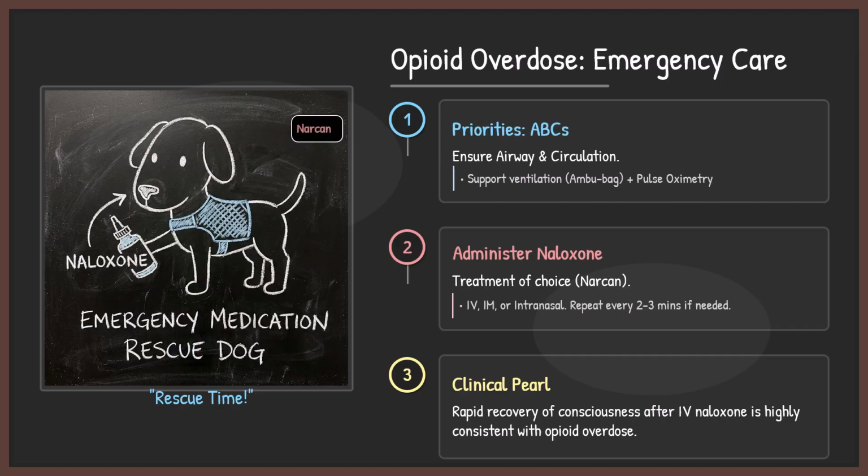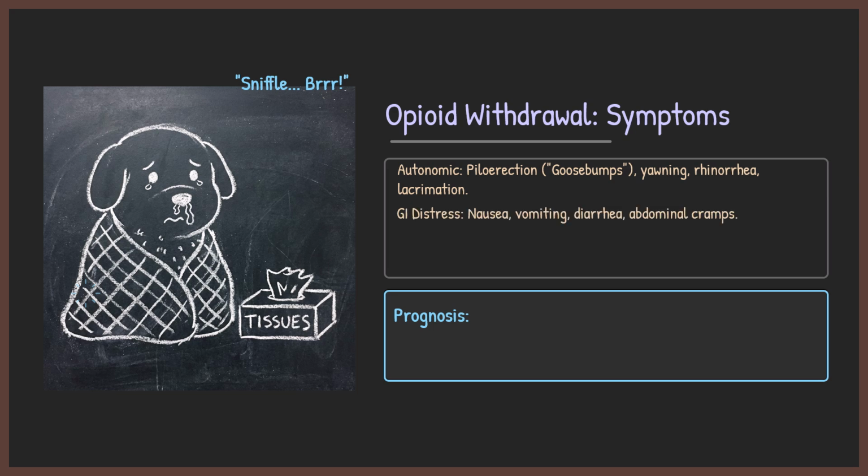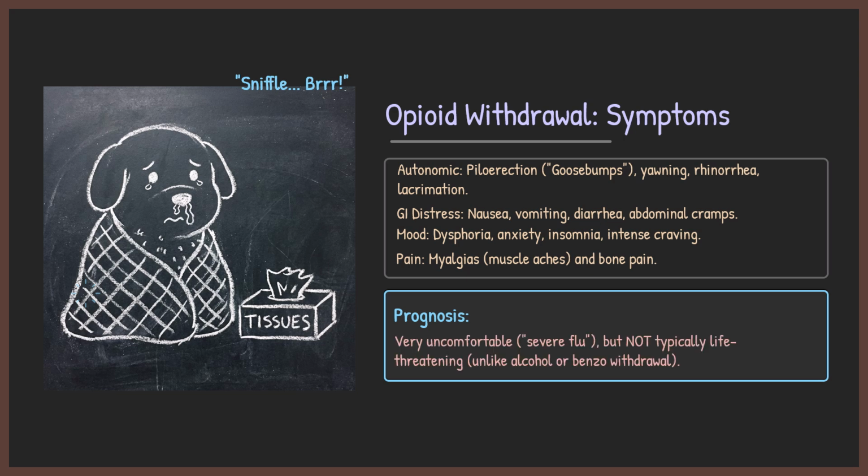So what does opioid withdrawal look like? It's going to look like the opposite of intoxication. So there's going to be piloerection, goosebumps, yawning, rhinorrhea, lacrimation. GI distress, there's going to be vomiting and diarrhea. Intoxication of opioids can cause constipation, so it's not surprising that diarrhea would be a withdrawal symptom. There also can be dysphoria, anxiety, insomnia, intense cravings, and muscle aches, bone pain. They're going to feel like they're dying, but they're not going to die. It's very uncomfortable, but not life-threatening. So we're more worried about opioid intoxication versus opioid withdrawal.